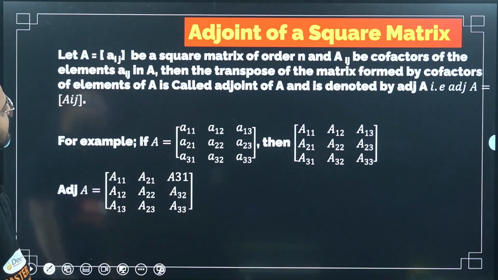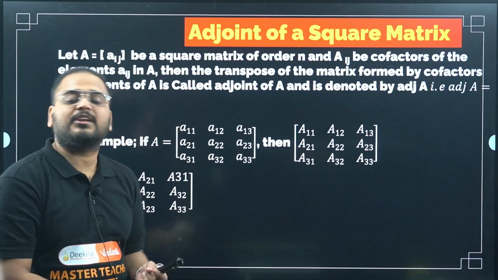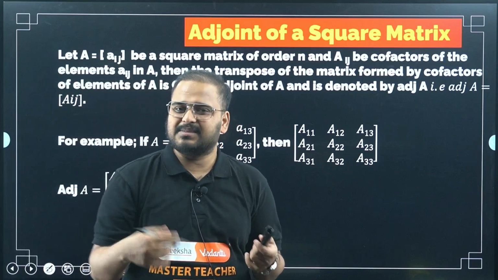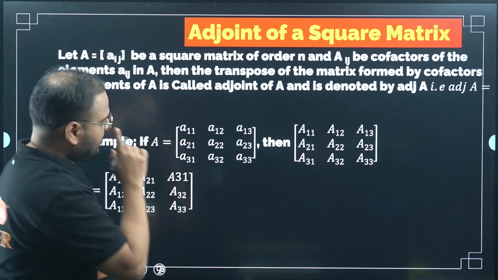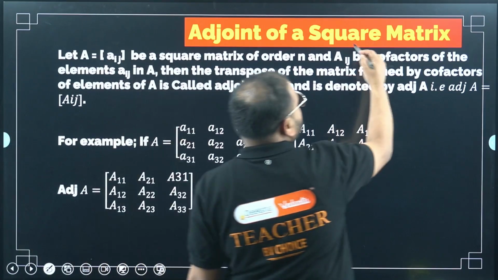Okay. Now, adjoint. So, minors and cofactor, I think you don't have any doubts. They're simple concepts, not that difficult to understand. Now, adjoint of a square matrix. Again, all these properties are valid only for square matrices.